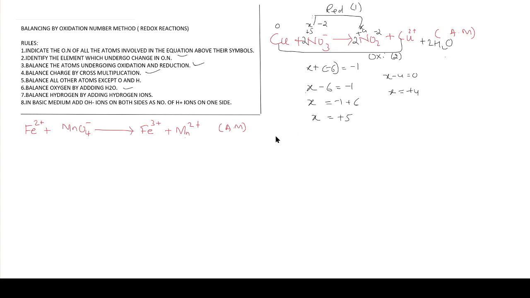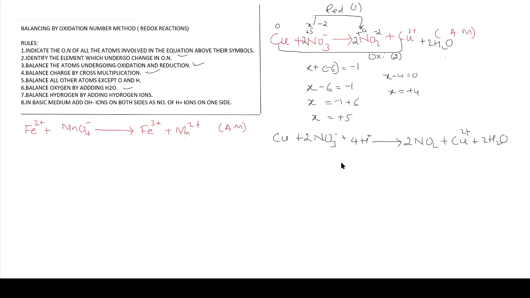So let's rewrite the equation here. Cu plus 2NO3 minus plus. So how many hydrogen are we going to add? 4 hydrogen ions we are going to add here, 4H plus ions. Then the remaining part as it is, 2NO2 plus Cu2 plus plus 2H2O.